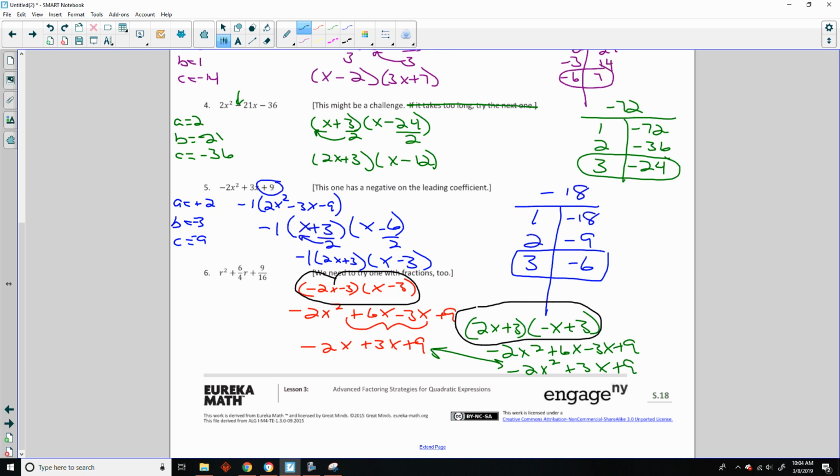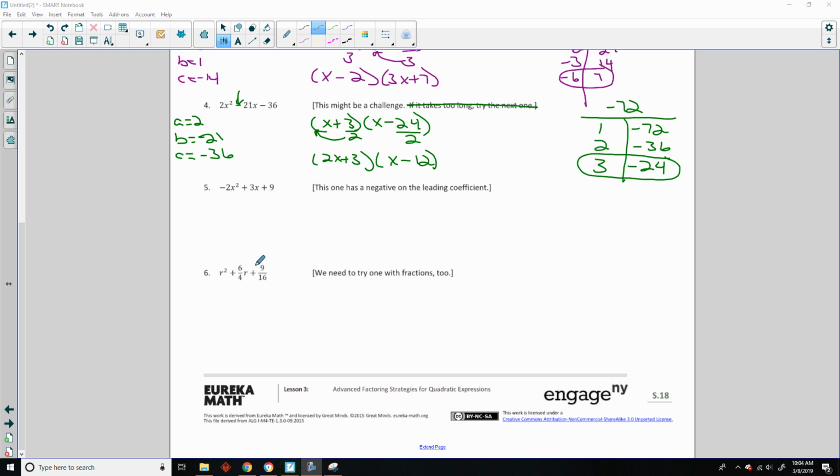Okay, now we have one with fractions. There's a couple of ways we can do this. I'm going to show you one way right here. I'm going to take this whole thing and get rid of that fraction by multiplying by 16. So that's going to distribute here and give me 16r squared plus, well, this 4 will reduce this 16 to 4, and 4 times 6 is 24r.